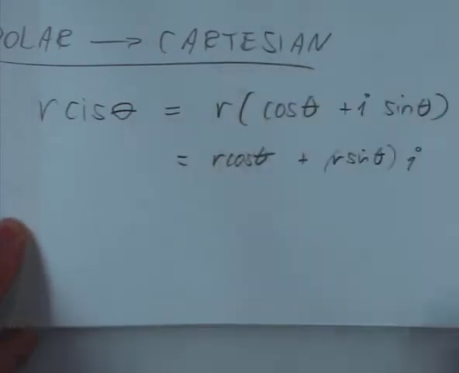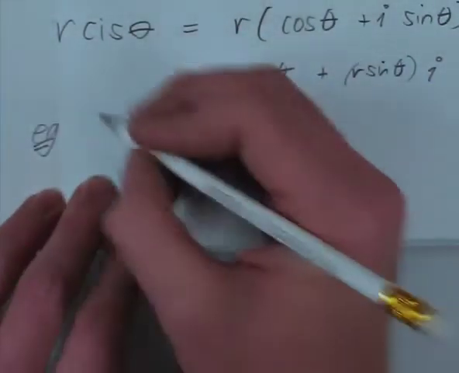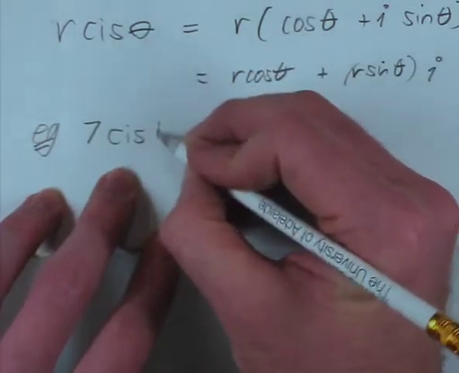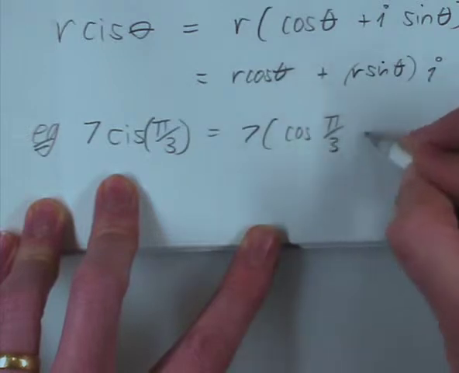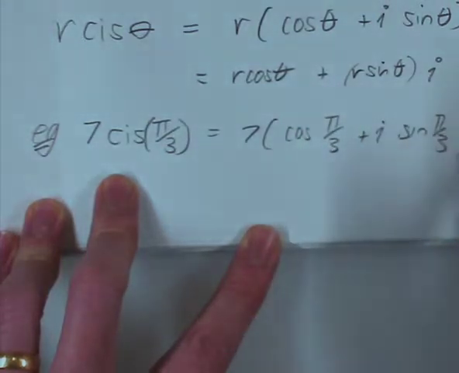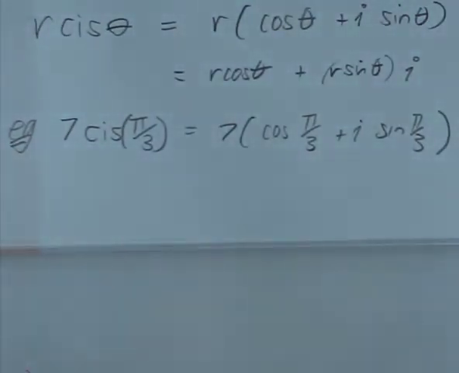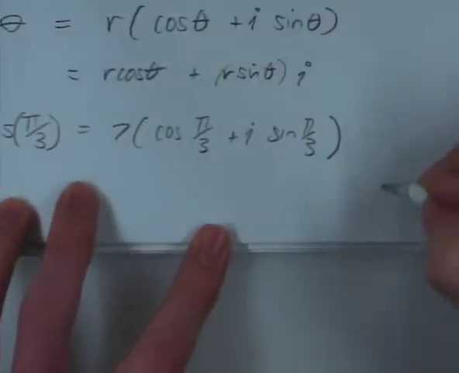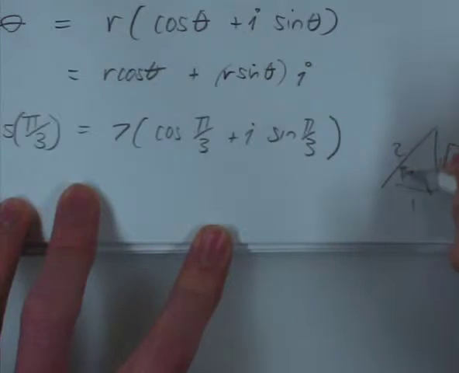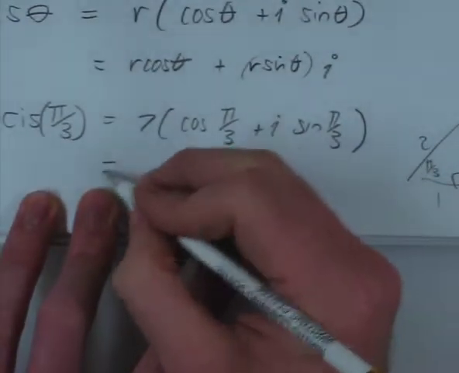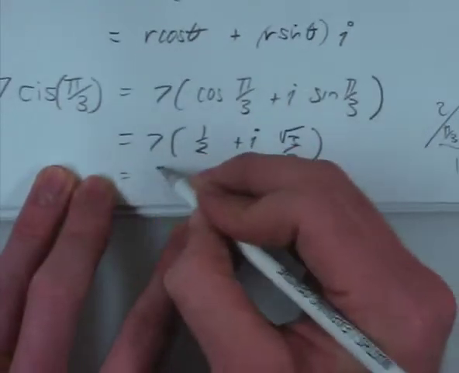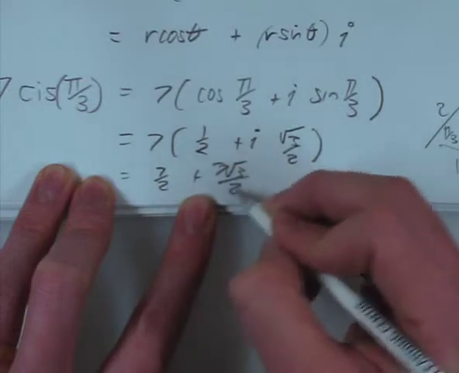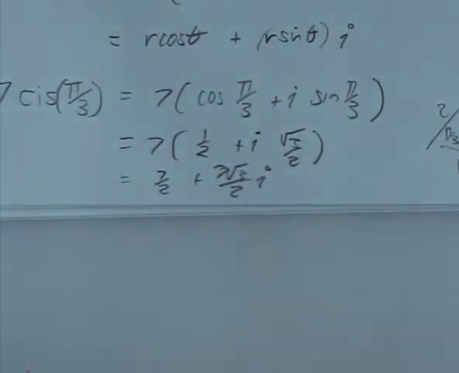So as an example, for example, we might have 7 cis pi on 3. And that would be 7 of cos pi on 3 plus I sine pi on 3. And let's see, cos pi on 3 would be, what's that? Would be a half. And sine pi on 3 would be root 3 on 2. And so I've got 7 over 2 plus 7 root 3 over 2 I. And now it is in Cartesian form. Extremely simple. No need to go to the graph. You just expand it out.